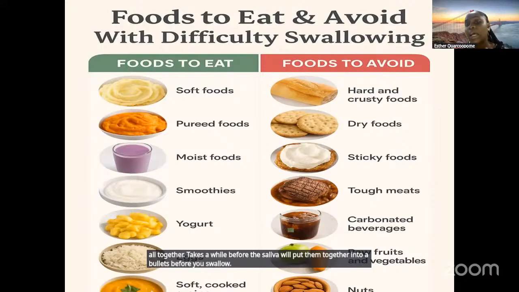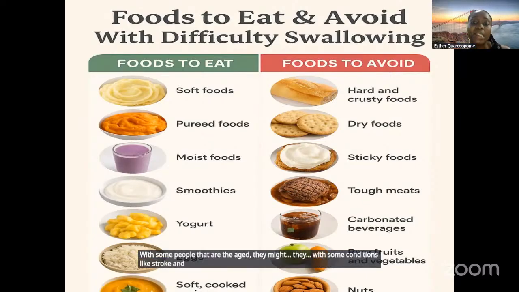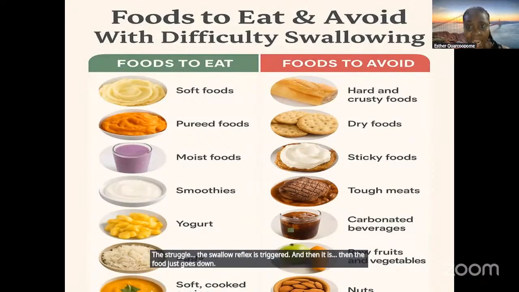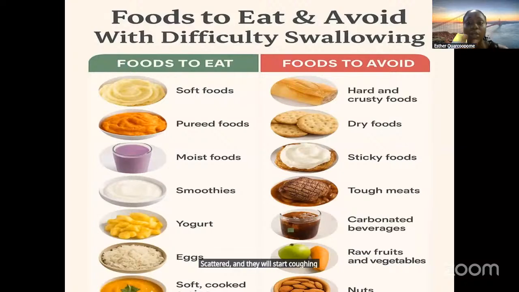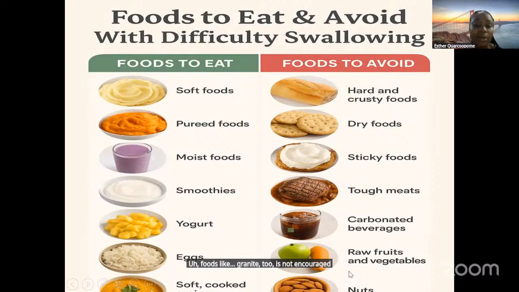With some people that are aged, or with some conditions like stroke, they might not have that kind of ability to do all that. So before you realize, the swallow reflex is triggered, and then the food just goes down scattered, and they will start coughing. So that's why we are saying that foods like biscuits, we don't encourage them. Groundnut too is not encouraged, and nuts are not encouraged.